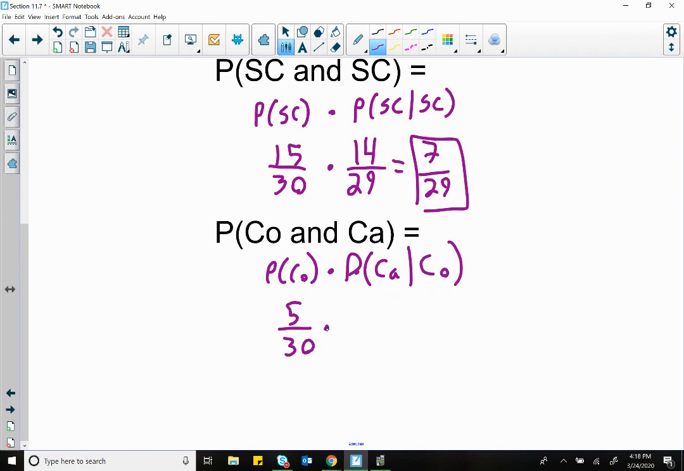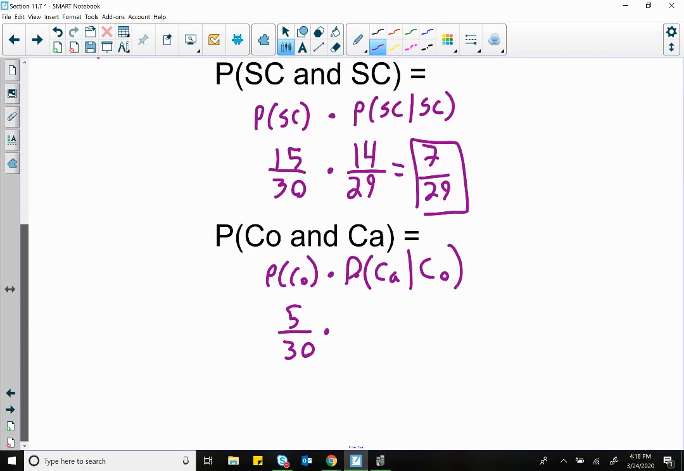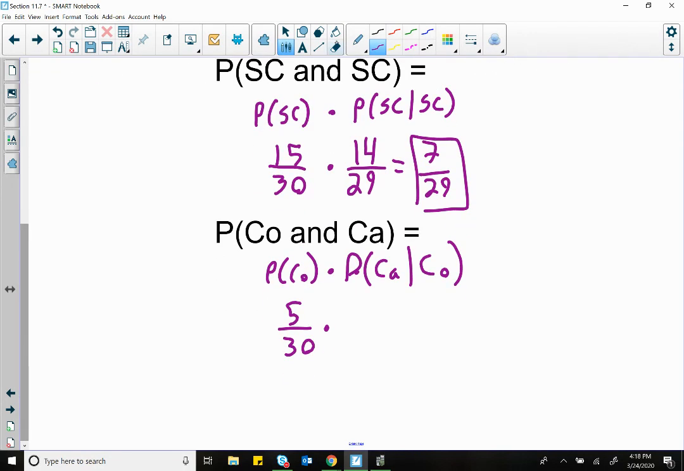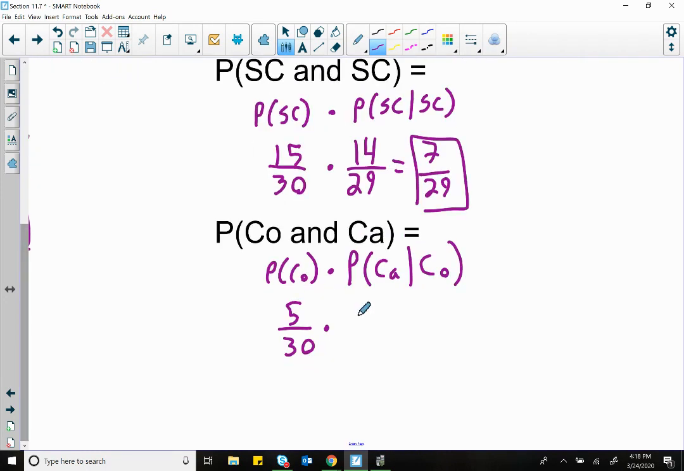But again, we just ate one of them. So there are no longer 5 coconut. There are 4. There are no longer 30 chocolates. There are 29. So we scroll back down. Now we want a caramel. We want the probability of a caramel. Okay, so we go up here. How many caramels are there? There are 10. Out of how many chocolates? 29. Okay, easy peasy.